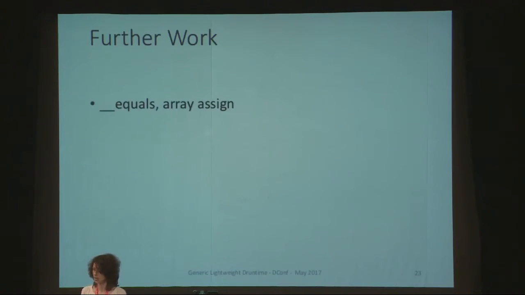Okay, so what's left to do basically? We have to finish equals, and finish array assignments. This is something that I'm going to continue with. Then, as I mentioned, I have approached as a first step only array operations. We should have templates and a homogeneous approach for all the types, whether they are arrays or not. So this should be employed for non-array types as well.